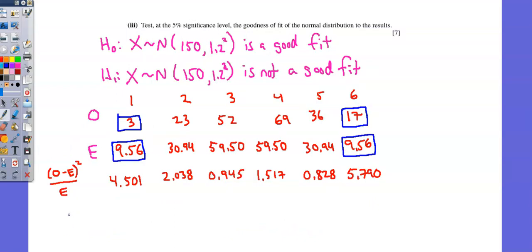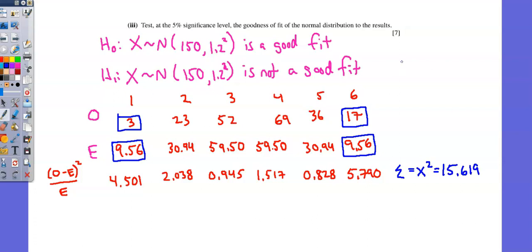Now what I want is to sum these values I've calculated as (O minus E) quantity squared over E. The sum gives me my chi-squared test statistic. That is 15.619.